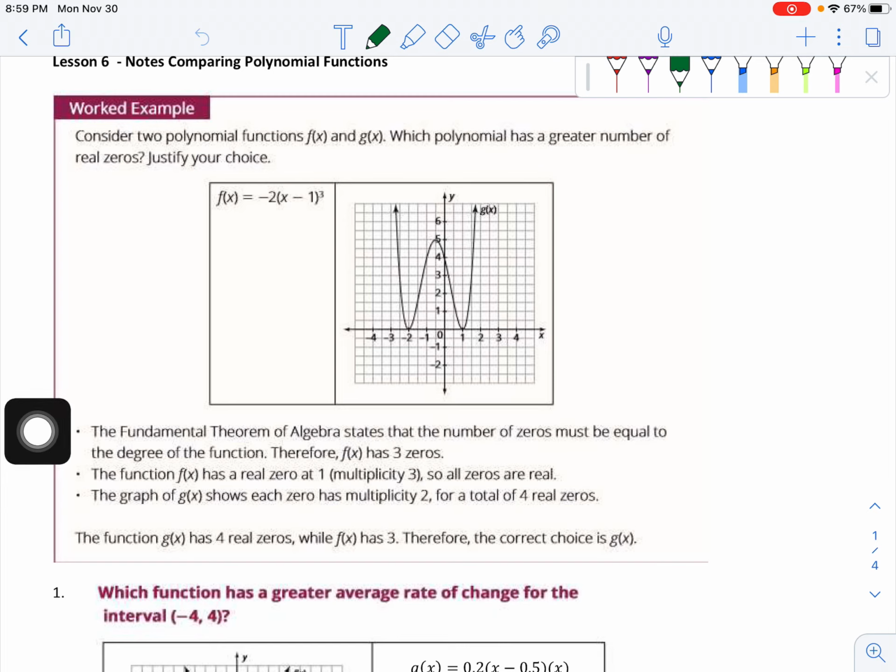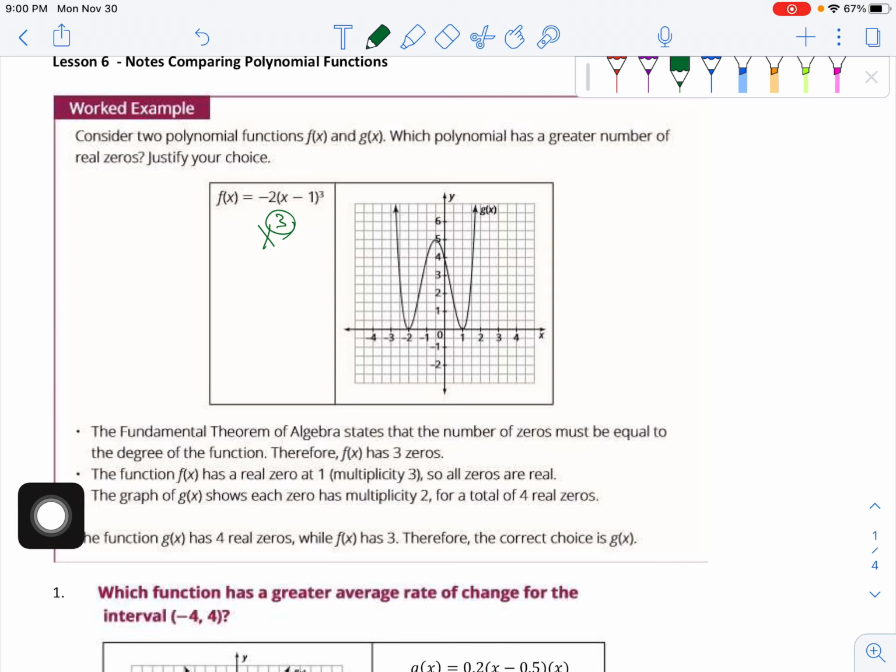So there's a little explanation down here. It says the fundamental theorem of algebra states that the number of zeros must be equal to the degree of the function. So therefore, f of x has 3 zeros. So if we come up here to f of x, right, here's our little degree. So this would be, when we multiply this out, you would have x cubed. So that is a third degree function. So that means it has 3 zeros.